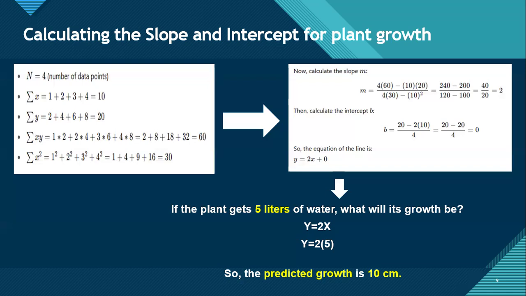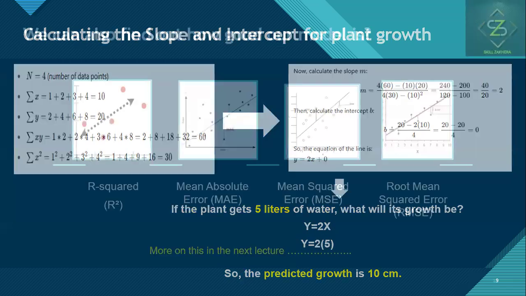So every x value of water given, the liters of water given, results in twice the growth in centimeters. So if I want to predict for 5 liters of water, the predicted growth is going to be 10 centimeters. This is simple math that is applied to see the upcoming values.